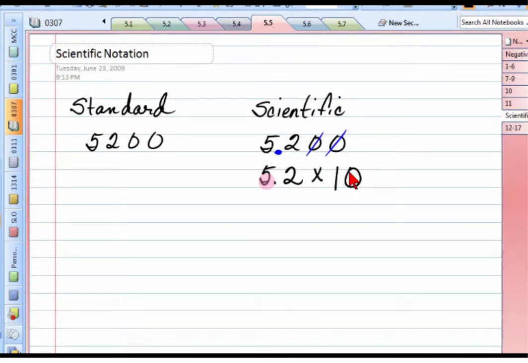Now, how do you know what the power of 10 should be? I'm going to teach this in a lot of detail. Where's the decimal in standard notation? Isn't it here at the end of the number? Well, where did it move? It used to be here, but it moved 1, 2, 3 places. However many places it moved, that's what you use as the exponent. 10 to the third. And that is just a dot that's left there.